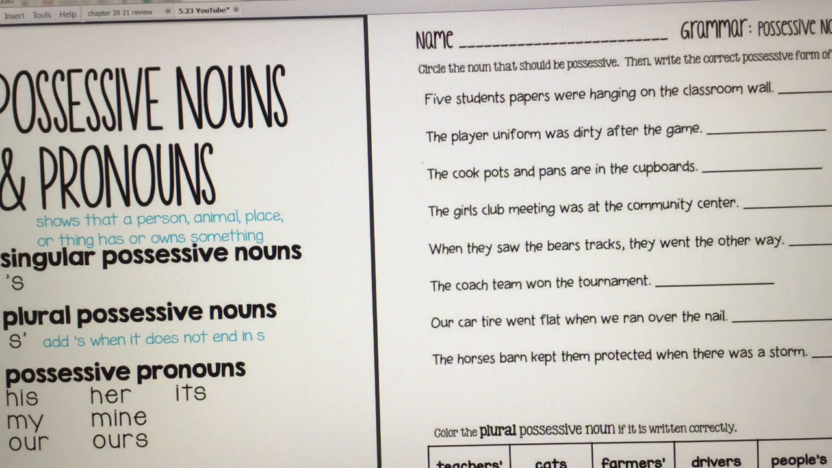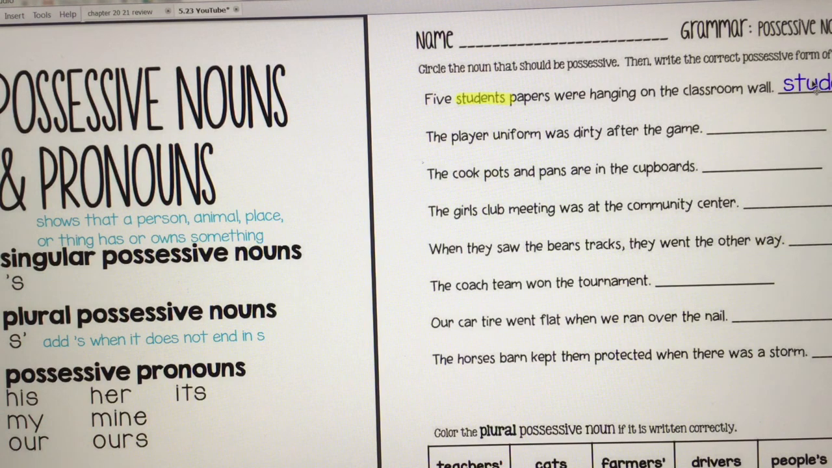So, 5 students' papers were hanging on the classroom wall. So the noun I'm taking a look at is students. Okay, 5 students. It's not singular, so it's plural. And it ends with an S. So that's when I'm going to put the apostrophe after it. So 5 students, and then I'm going to have my apostrophe. And you know what? I'll make that a little bigger for you guys to see. Is that better? Maybe we'll make it a darker blue so it stands out.